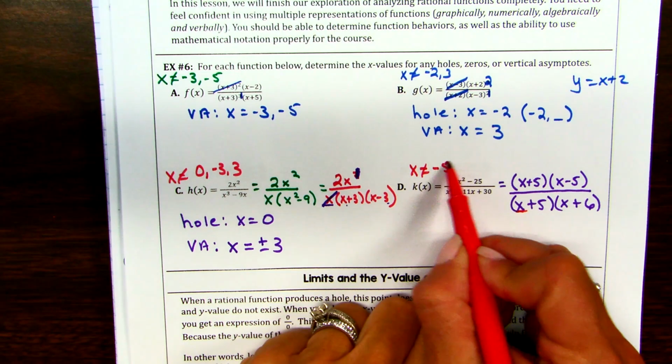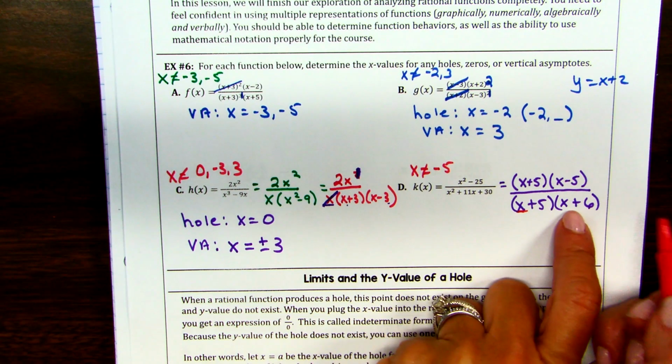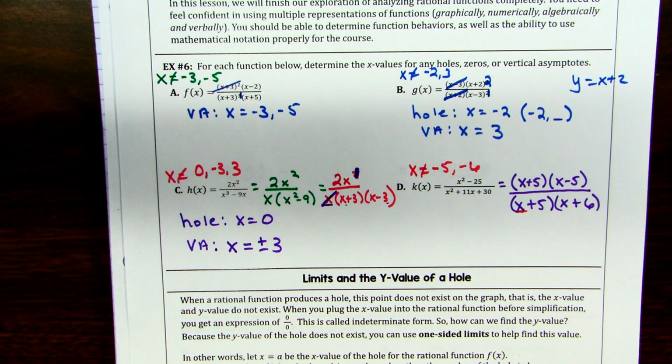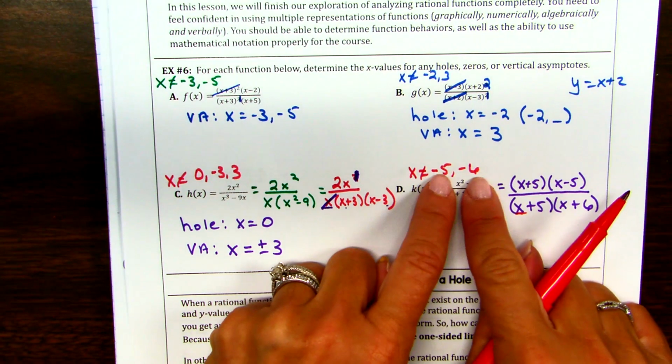Negative 5. And what would make this guy 0? Right, so those are my two bad numbers. Just the denominator. The numerator can be anything it wants. It can be 0, negative, a fraction, it doesn't matter. Okay, now, what type of problem are these going to look like on the graph?